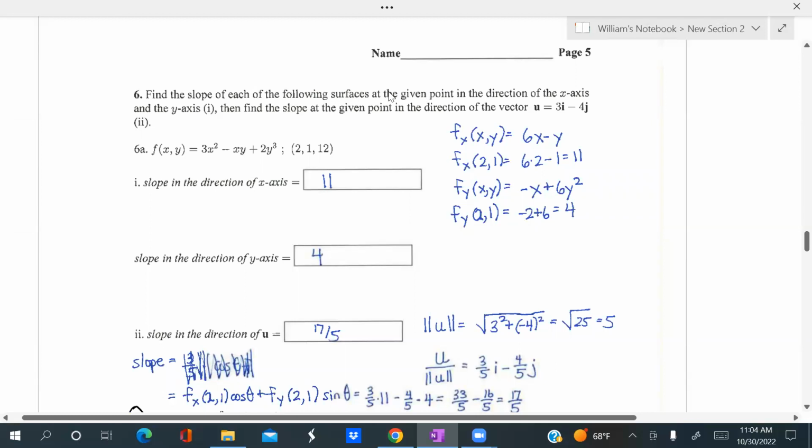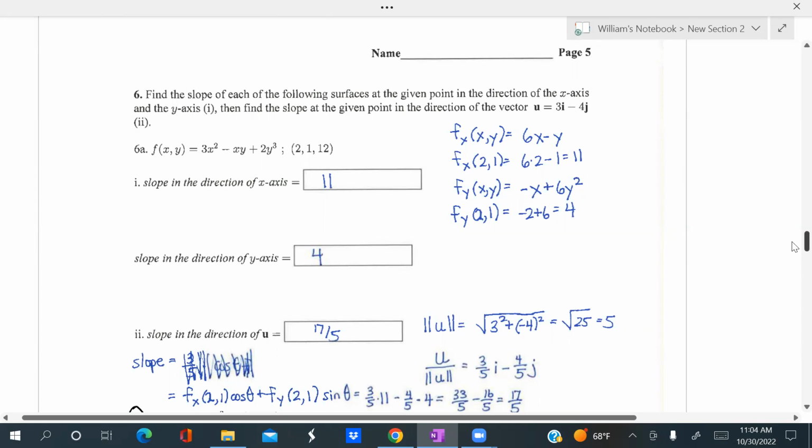First we want to find the slope of the surface in the direction of the x-axis and the y-axis, and at a particular point. Remember, we're talking about slopes at a particular point. And then we also want to find the slope at the given point in the direction of the vector 3i minus 4j. Actually, all of these are directional derivatives, so we're looking for directional derivatives in problem number 6.